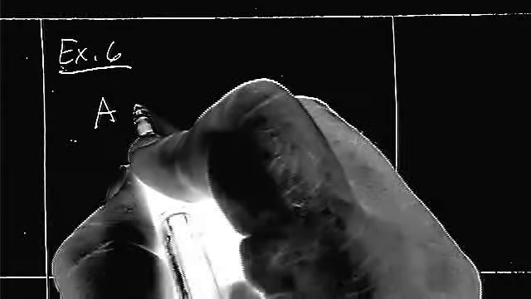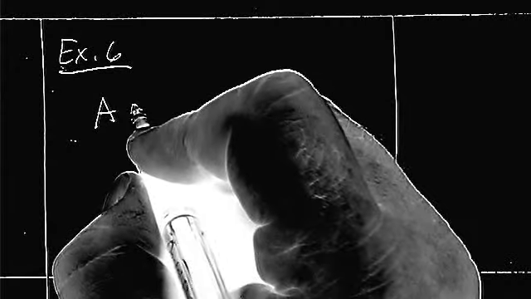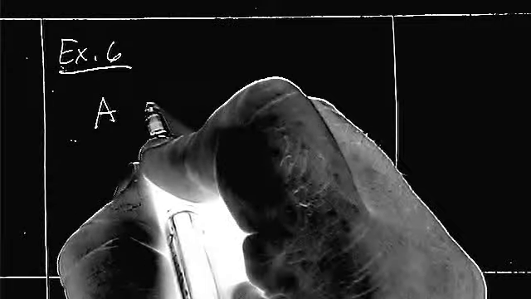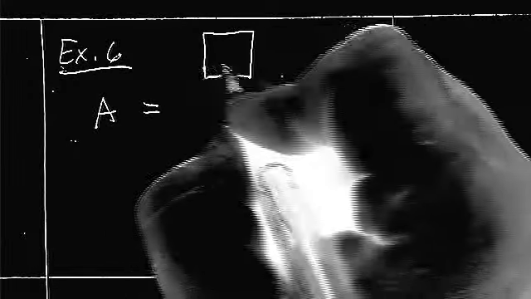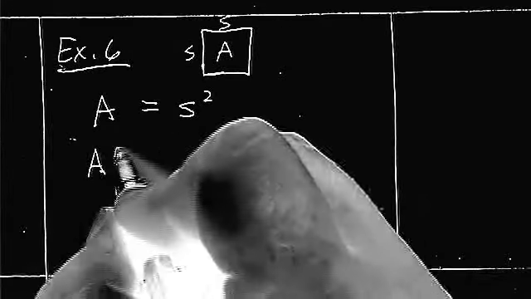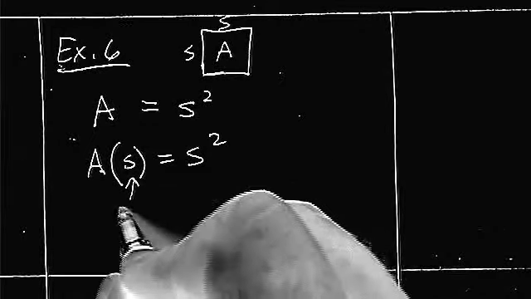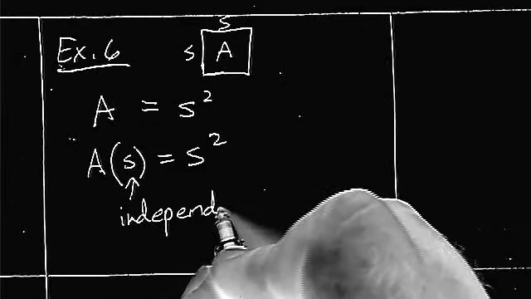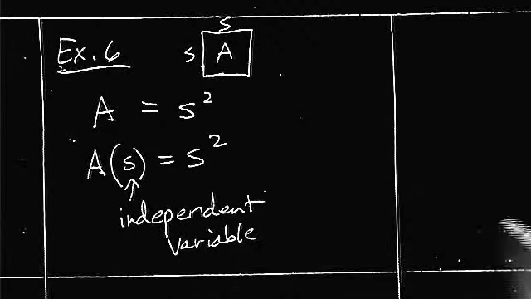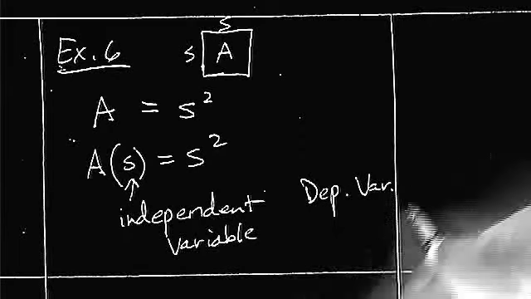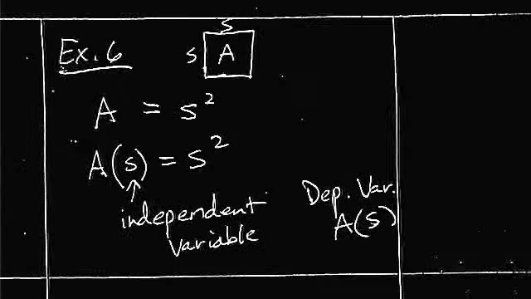Example 6 in the book. It says the area of a square tile is a function of the length of the side of the square. We know that the area function for a square, if you want to call the side length s, is that the area is equal to s squared. Well, with function notation, they write it like this, so that they're saying the area function, and they tell me that this is the independent variable. Now what's the dependent variable? The dependent variable is A of s.